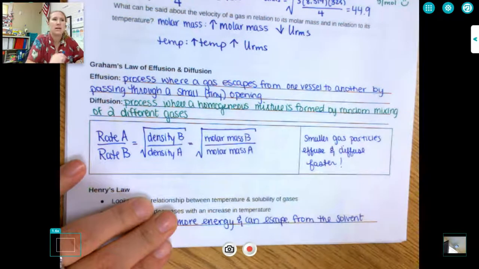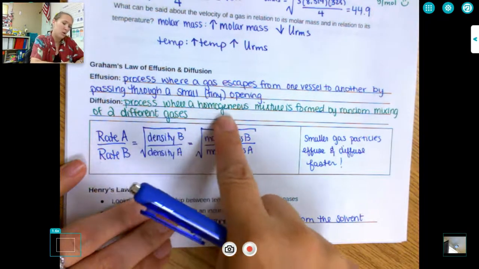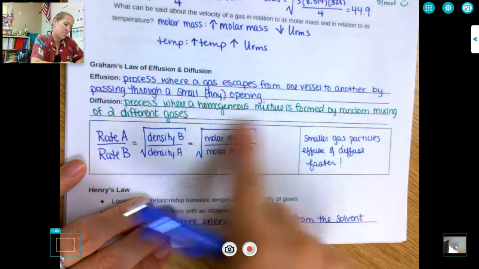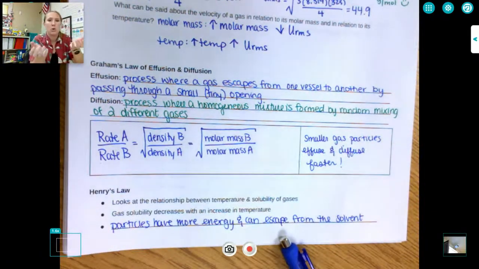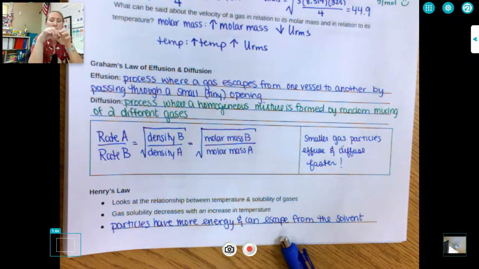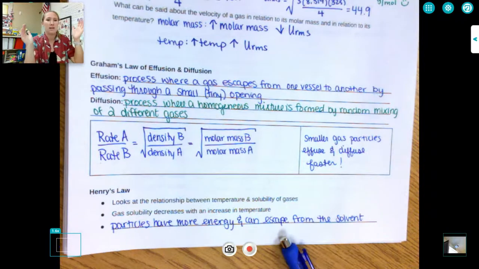So this is things like when a balloon deflates because the air molecules are escaping through the individual molecules of latex in the balloon, right? It just seems to shrink on its own. Okay, so that's effusion. Diffusion is a process where a homogeneous mixture is formed by random mixing of 2 different gases. So I have 2 containers, 2 bulbs of gas, and I have a barrier between the 2 of them, and I open that barrier and I allow the 2 gases to mix together.